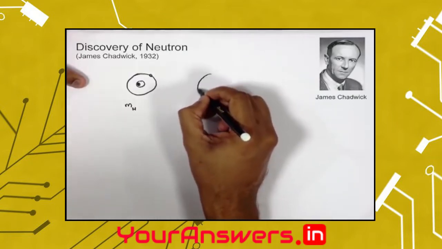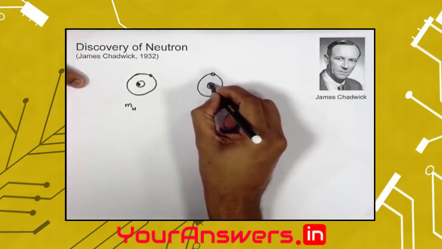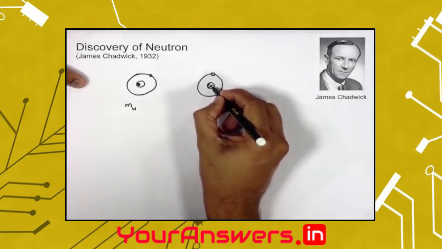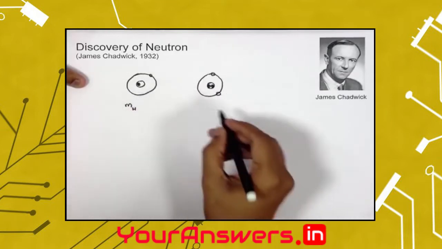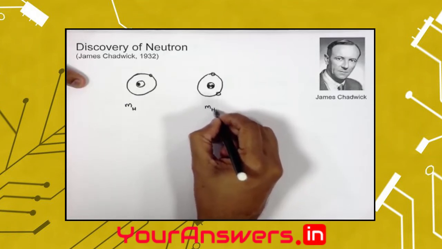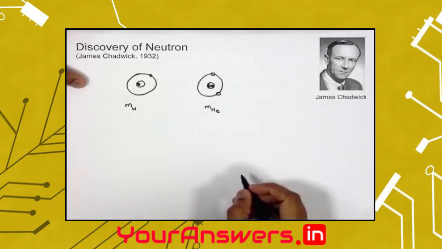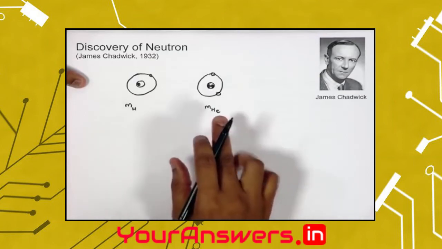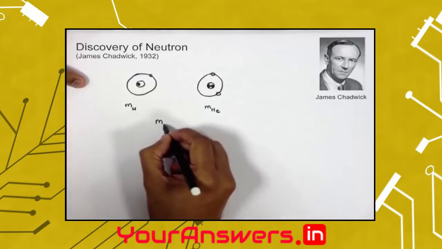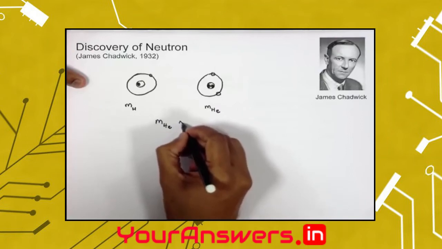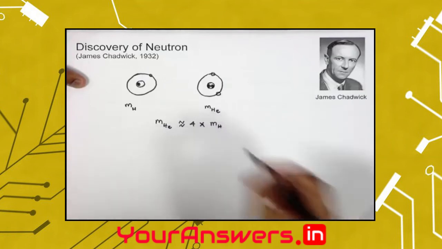Then let us compare it with helium. Helium has 2 electrons and it also has a nucleus, and this nucleus has 2 protons. So the number of protons in a helium atom is double that of hydrogen atom. Since it is only the proton which gives rise to the mass of the atom, it would suggest that the mass of helium atom must be twice the mass of hydrogen atom. However, experiments showed that the mass of helium atom is close to 4 times the mass of hydrogen atom.